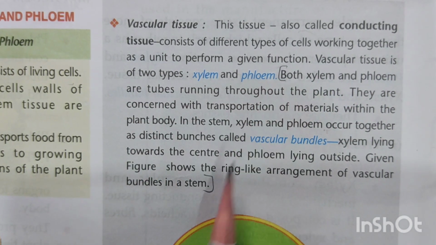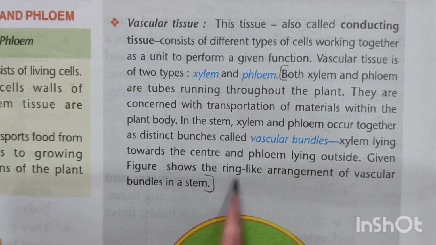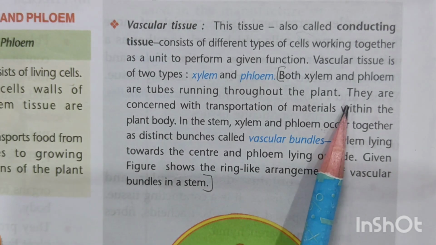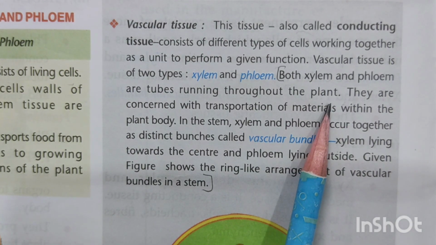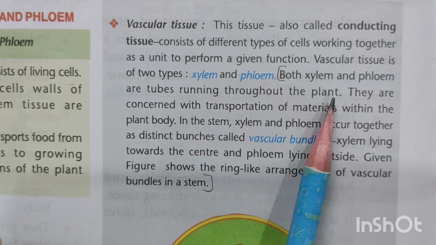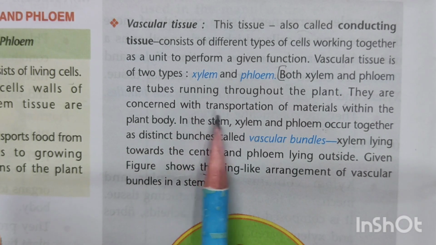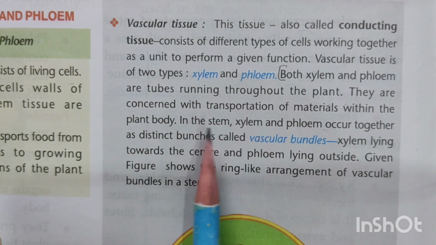Now, please underline these lines that I have put a mark over here. Both xylem and phloem tubes run throughout the plant body. That means throughout the length of the plant body, xylem and phloem are present. They run like a channel. They form a complete channel like a pipe. They are concerned with the transportation of materials within the plant body.